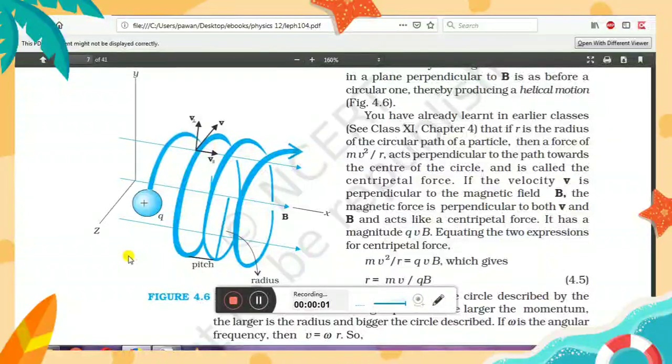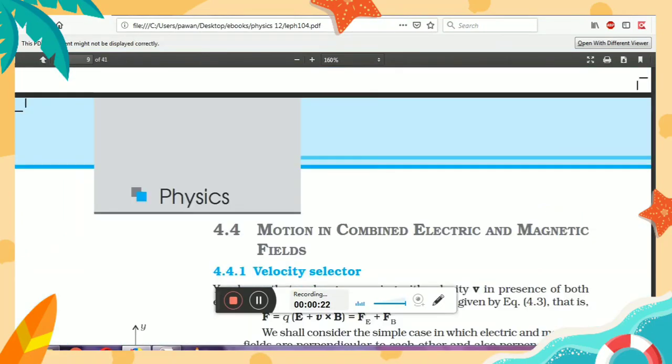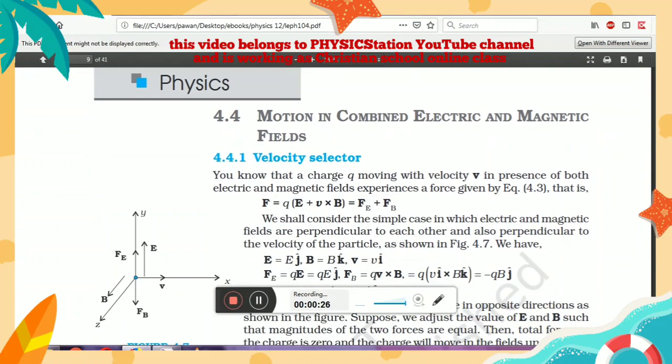Good morning, children. Yesterday we studied the motion of a charge in a magnetic field, when the motion is perpendicular to it, as well as when the motion is not perpendicular to the magnetic field. So today our next topic will be, as you can see, motion in combined electric and magnetic field.